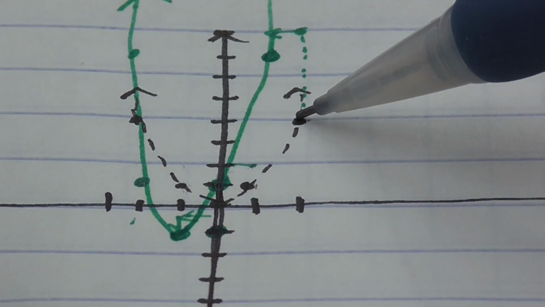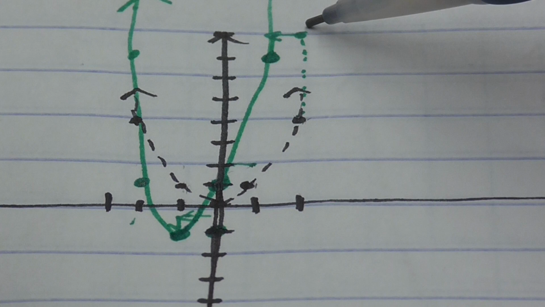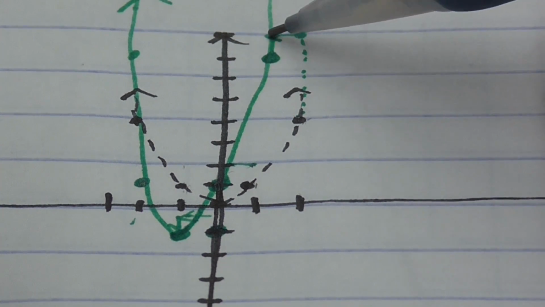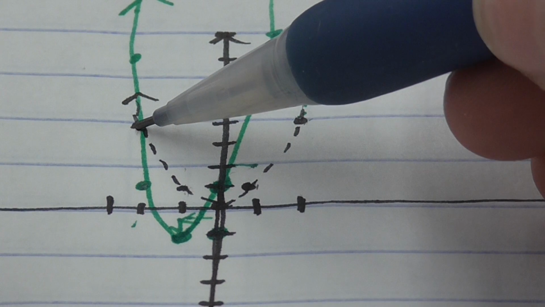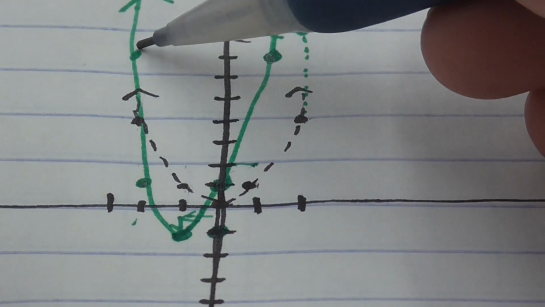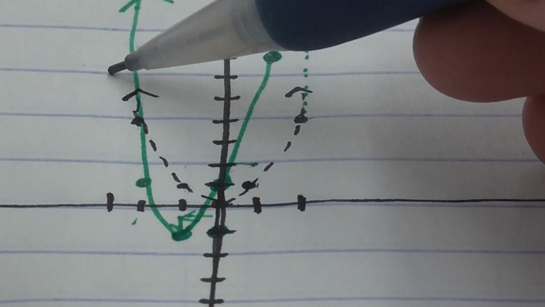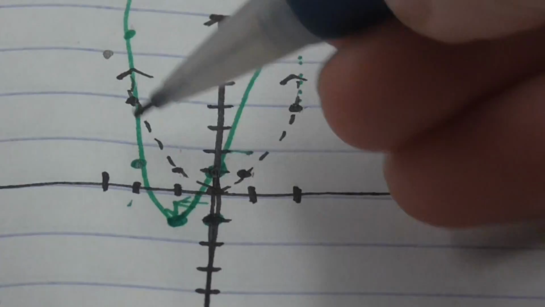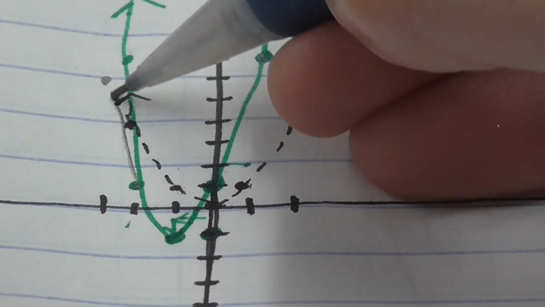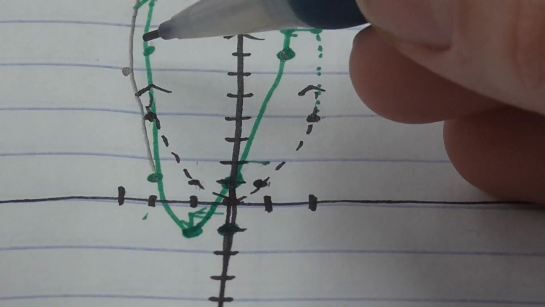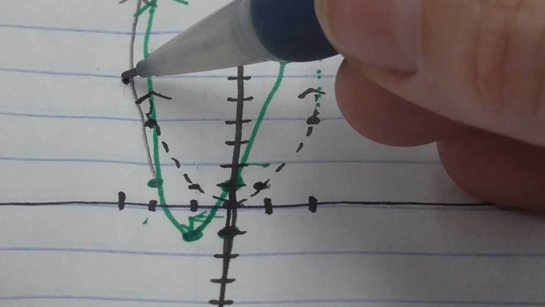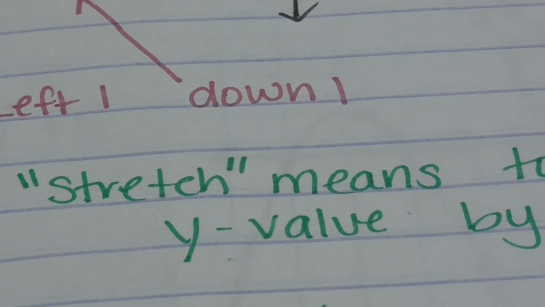Multiply that y value times 2, so that moves me from here up to there. Then I move left 1, down 1. Draw my dot. This was a y value of positive 4. I move up to 8, left 1, down 1. That should be right here as a matter of fact. So this point should have come up. Okay, so move up to 8, then left 1, down 1, and that's my new graph right there.